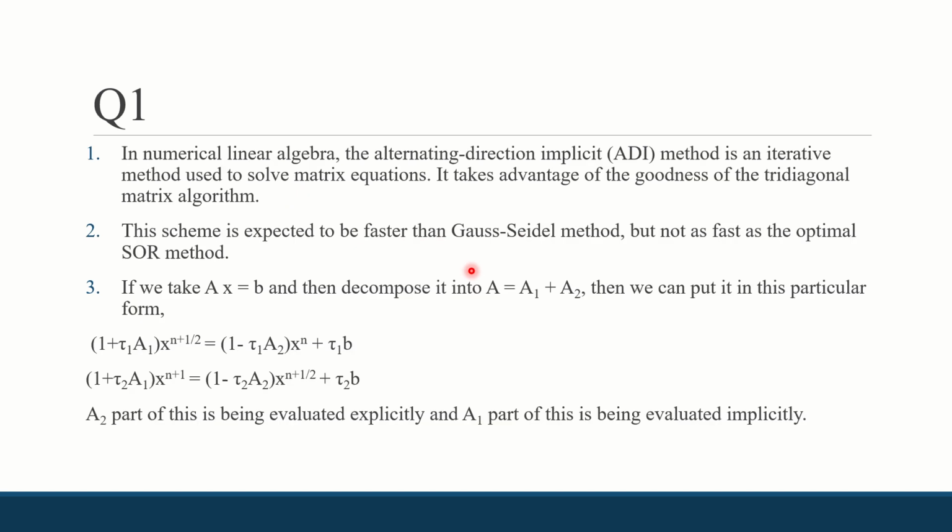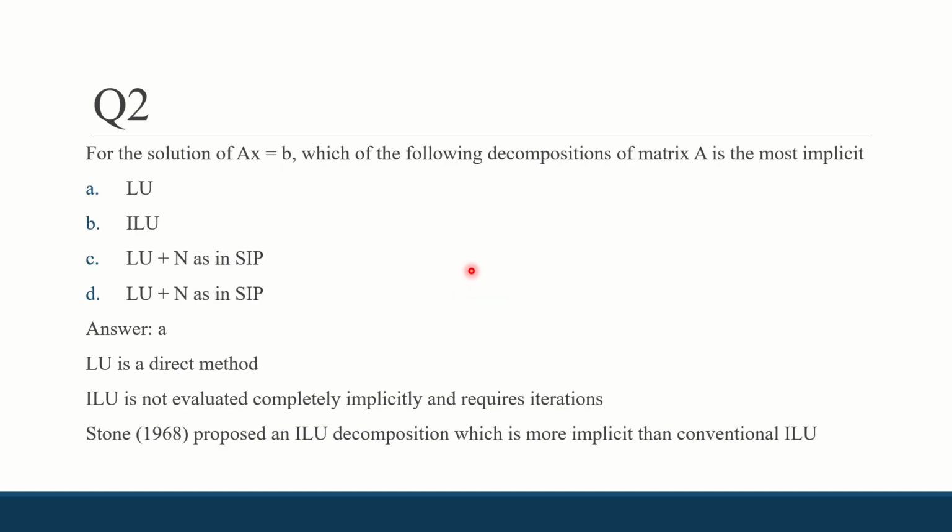Now we'll move on to question 2. For the solution of Ax = B, which of the following decompositions of the matrix A is the most implicit? LU, ILU, LU plus N as in SIP. Okay, so the question is, which of the following is the most implicit one? LU decomposition, we know that it is a direct method.